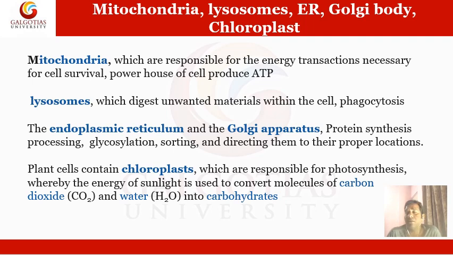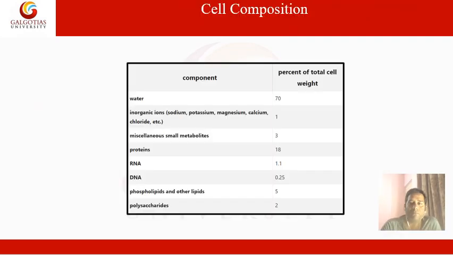Then another specialized organelle that is semi-autonomous in nature is called the chloroplast. It is similar to mitochondria, but the chloroplast is mainly present in plant cells, and it is responsible for photosynthesis, where the energy of sunlight is used, and with the help of chloroplast it gets converted into carbohydrate by using carbon dioxide and water.